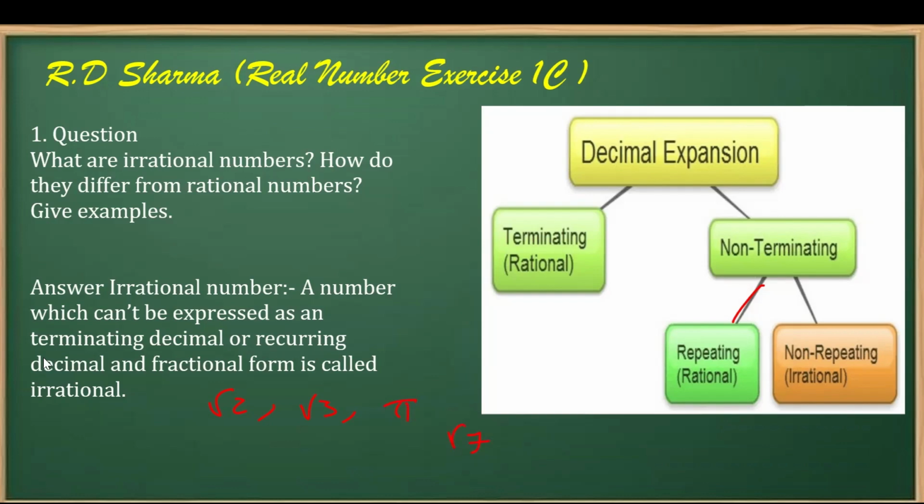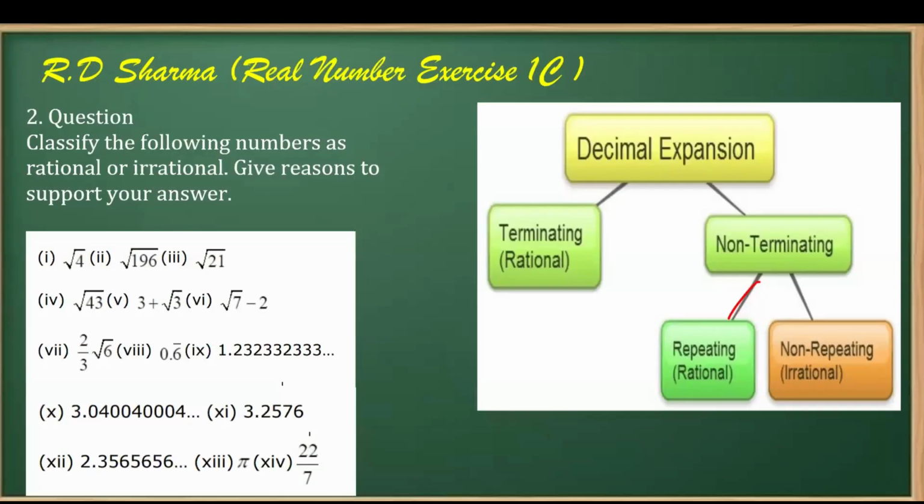Root 16 is not irrational because you know that root 16 is 4, right? So these are the examples I have given, and you can give these examples.